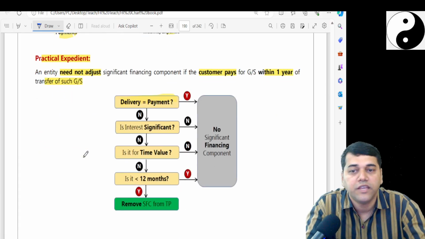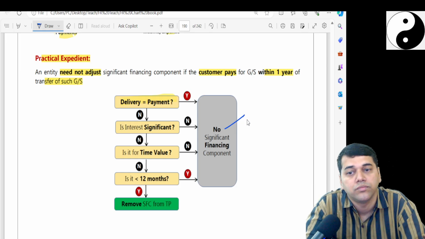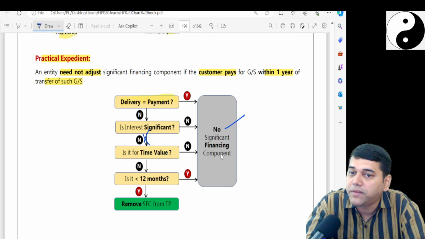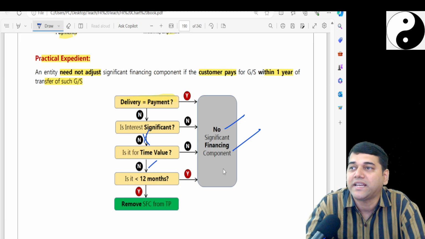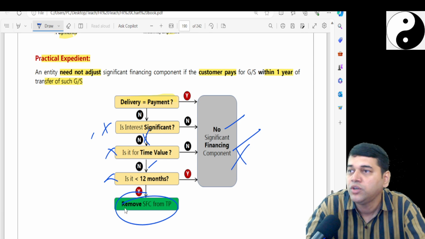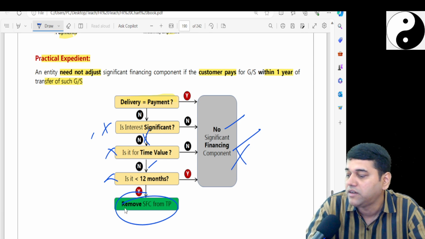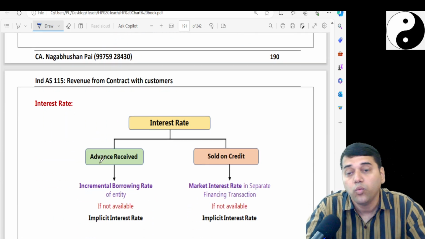If the interest is not significant, then also you need not remove it. If it is not for the time value of money, you don't need to remove it. If it is less than 12 months, because of the practical expedient, no need to remove. But if all these conditions fail, then you have to remove the significant financing component from the transaction price. Are you clear? Yes.